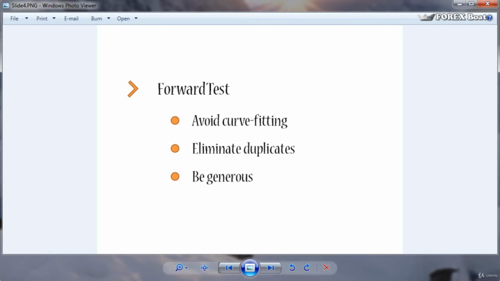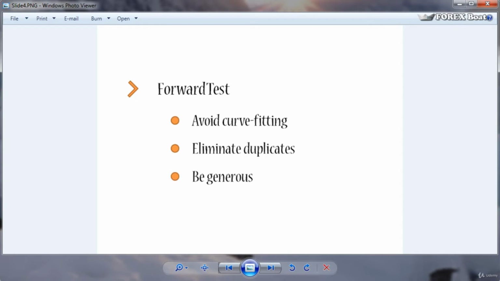And finally, be generous. Forward test is not a stage of your preparation process where you would want to eliminate as many sets as you can. No, you just want to eliminate the duplicate ones and the ones that are obviously curve fitted. The rest you can move on to the demo test and see how they go there.